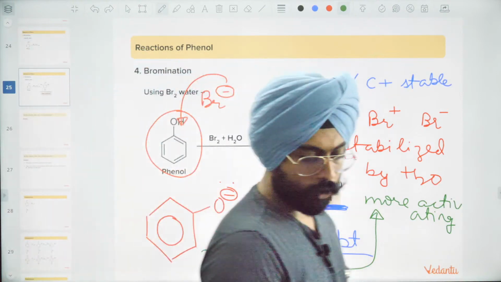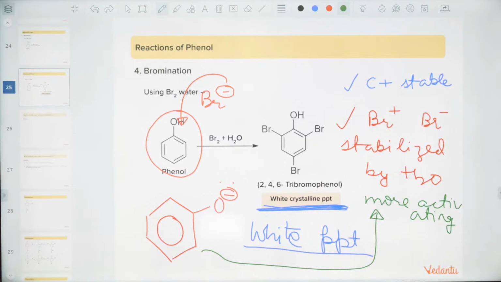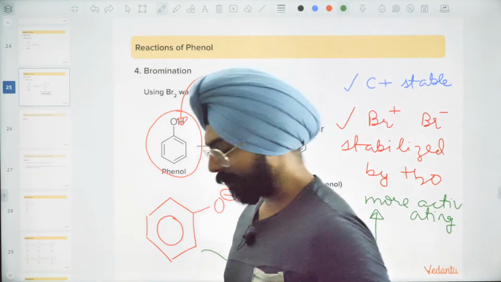एक बार इसको note कर लो, ठीक है? Just take a little while and note it down. Because of this stabilization provided by water, you will get poly substitution. Great. तो ये तो हो गया. You can pause it and take a screenshot, whatever you want to do.